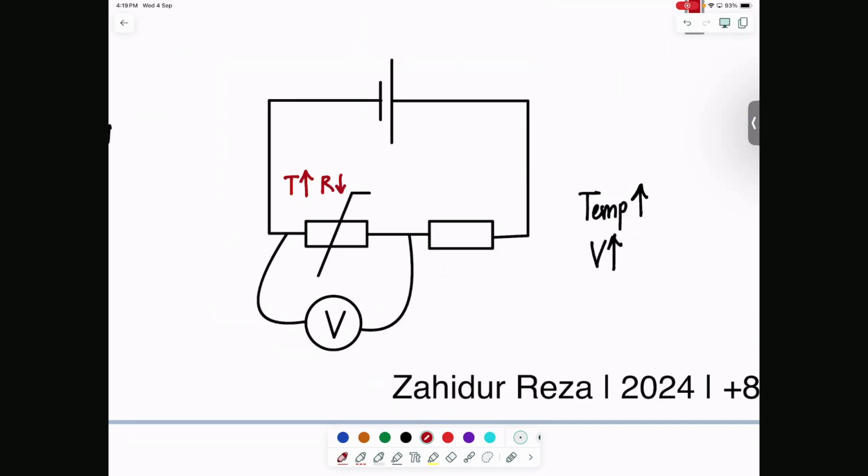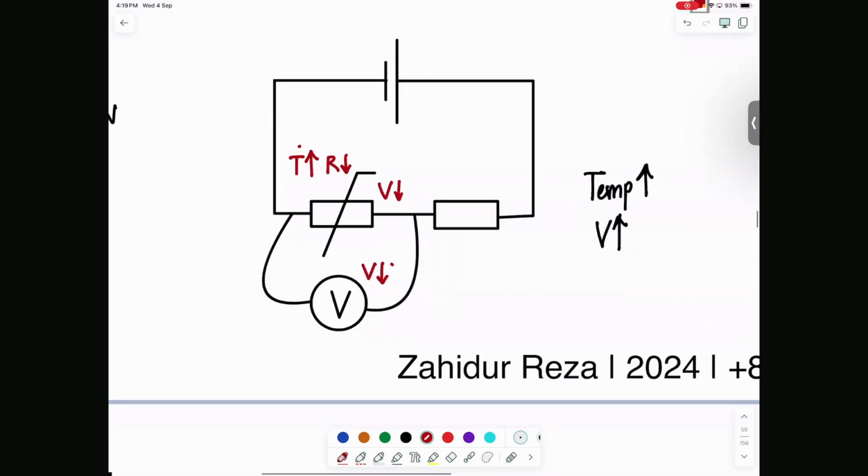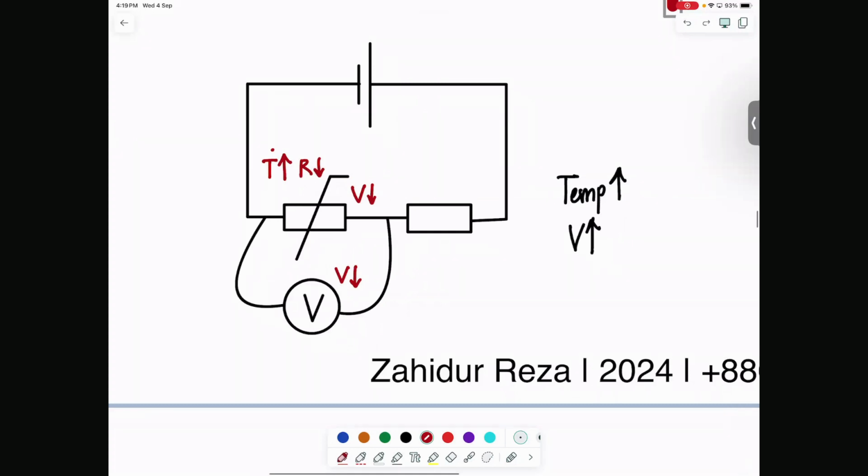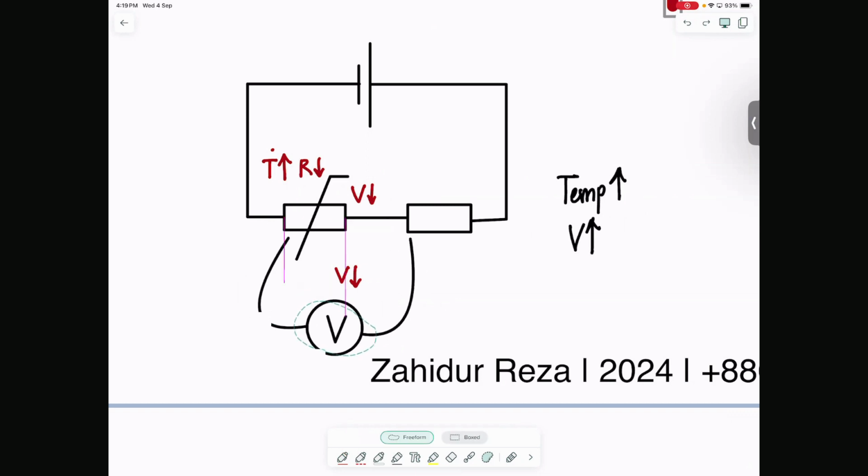As the resistance decreases here, what happens to the voltage here? Decreases. Wouldn't that be opposite to what I want? What did I want initially? I wanted an increase in temperature and an increase in voltage, right? That's not happening here. So how do I achieve that? What do I do? Yes, exactly. You guys remember. So you have to place it on this side.